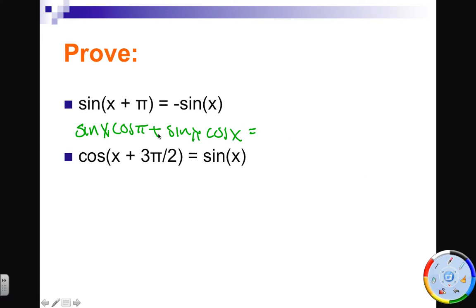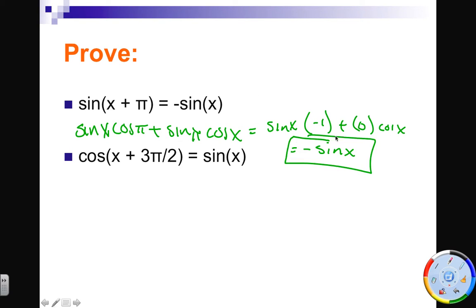Man, where's my head here? Cosine of pi is -1, and the sine of pi is 0. And I get -1 times sine is negative sine of x, and 0 times cosine is just 0. So, oh, look at that. We just proved it. We just did a proof.